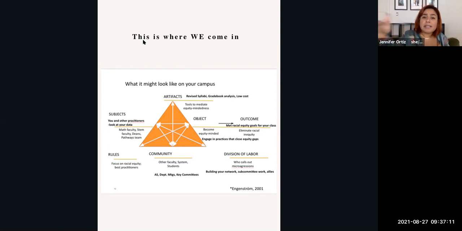And then finally, engaging all these facets of this triangle, where we as faculty have an opportunity to speak up, and we as faculty have an opportunity to make change, the outcome is that we meet our racial equity goals, not just for our classes, I would actually challenge for our institution. Because of participatory governance, we can impact everything.